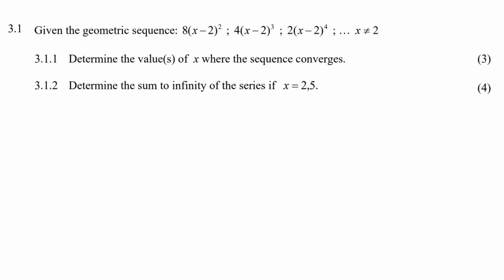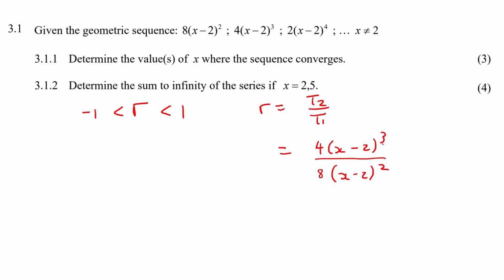Given the geometric sequence, determine the value where the sequence converges. Okay, so we've made videos on this, right? We know that a sequence converges when r is anywhere between -1 and 1. So what we'll do now is we need to go work out r. Now we know that r you can just get by saying term 2 divided by term 1. So that would be term 2, which is this one, divided by term 1, which is this one.